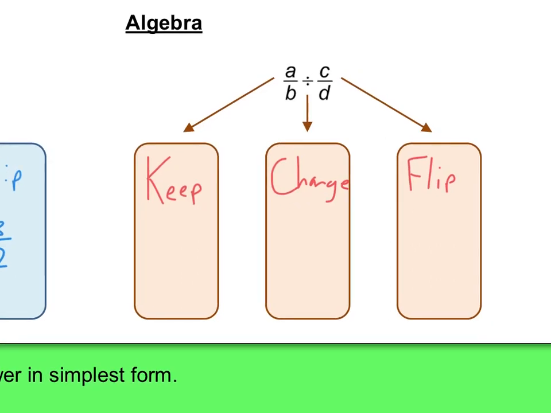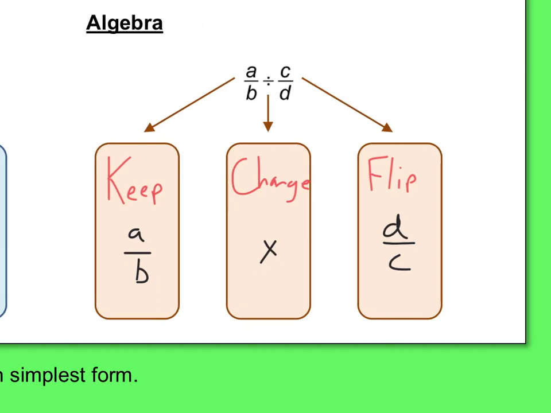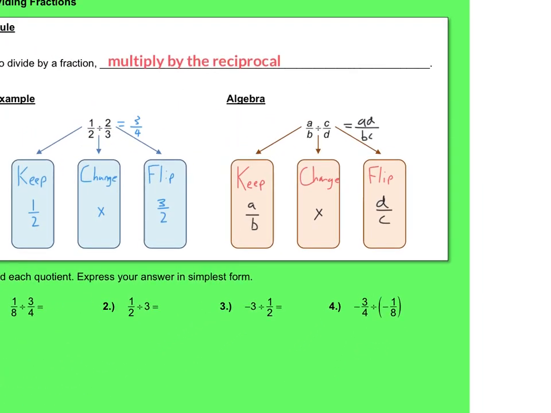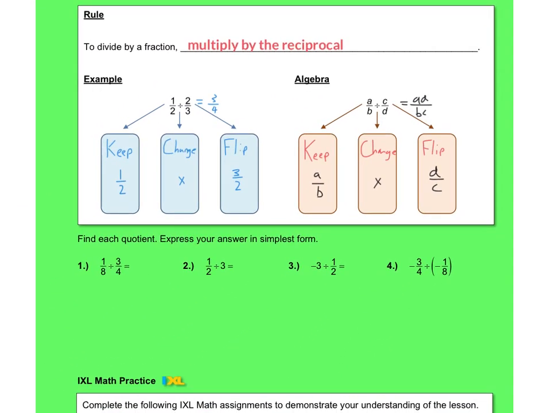Likewise here, we have algebra. We have a over b, we keep it. We change divide to multiply, and c over d becomes d over c. And then you multiply straight across, and you get AD, or A times D, over B times C. Reciprocal. Multiply by it. Don't go flipping the first one, though. Sometimes people make that mistake.